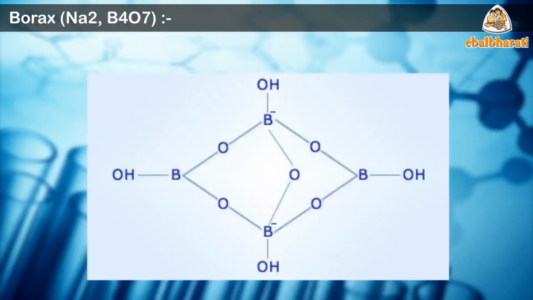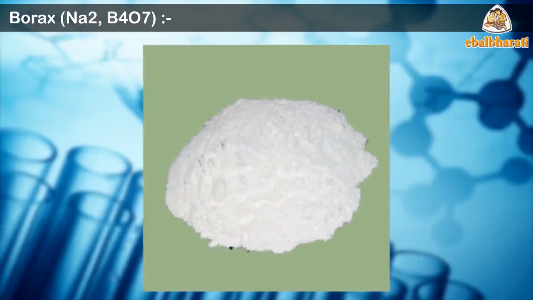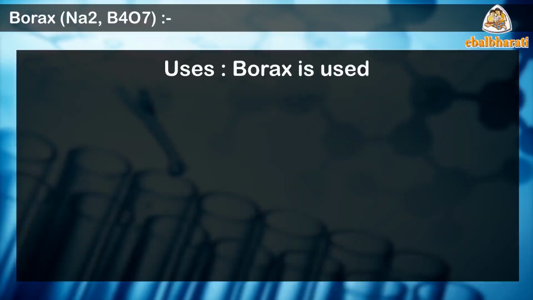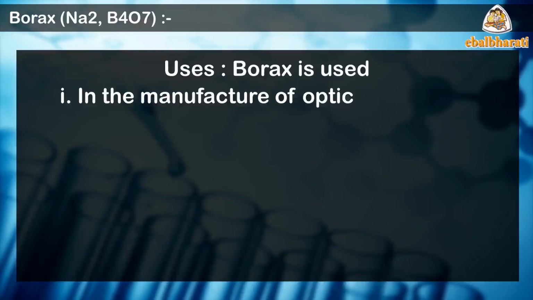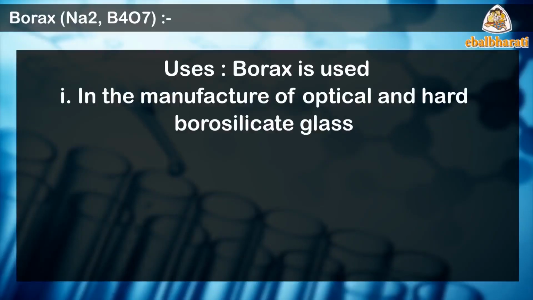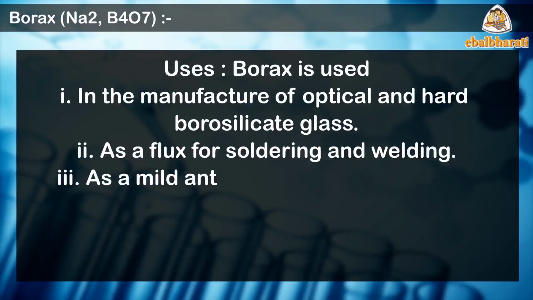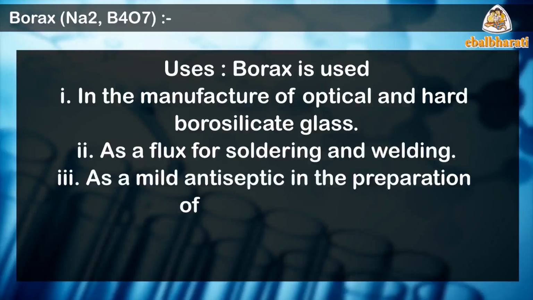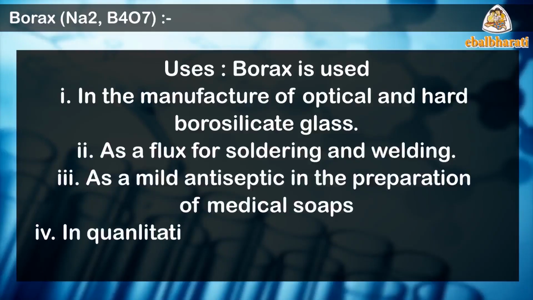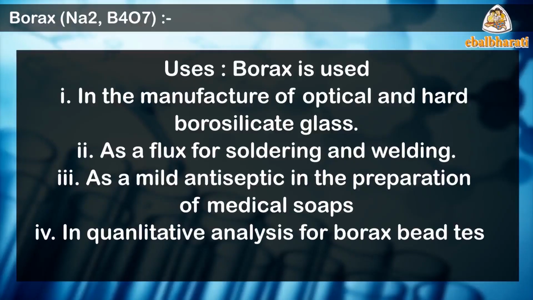Let us see the properties and uses now. Borax. Properties. Borax is a white crystalline solid. Borax dissolves in water and gives an alkaline solution due to its hydrolysis. Uses of borax. It is used in the manufacture of optical and hard borosilicate glass, as a flux for soldering and welding, as a mild antiseptic in the preparation of medical soap.